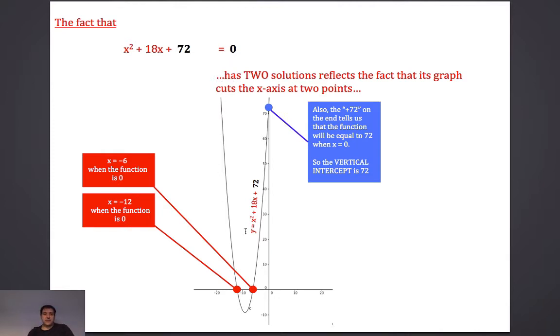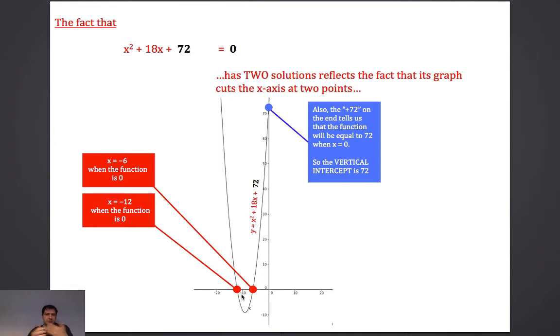If you do the graph, where it equals 0 is when y equals 0 on the graph, so along the x-axis. You'll notice that where the graph of y equals x squared plus 18x plus 72 cuts the x-axis, it crosses at 2 points. It crosses at x equals minus 6 and x equals minus 12. So those 2 points where it crosses are showing you where the solutions are, because it's where it's 0 on the graph.